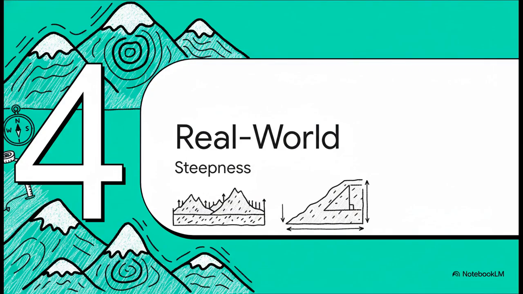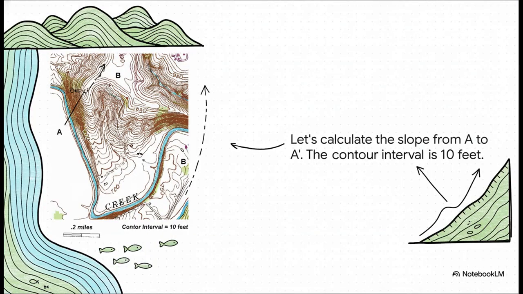All right, enough theory. Let's get our hands dirty and walk through a real-world example. We're going to put these new skills to the test and actually calculate the steepness of a real hillside. Okay, check out this map. Our mission is to figure out the slope from point A, down by the creek, all the way up to point A prime. Now, the first thing we need is the contour interval.